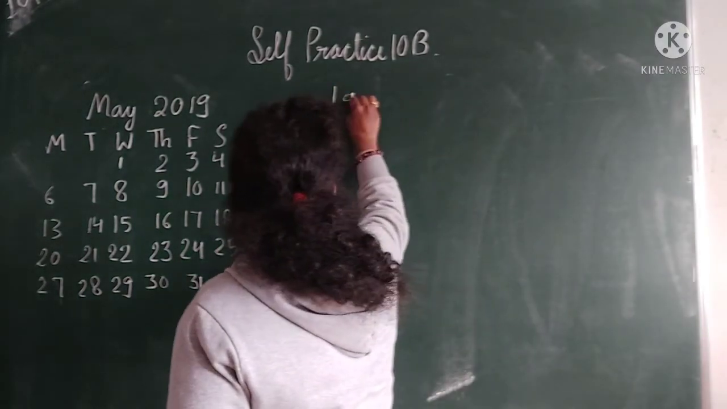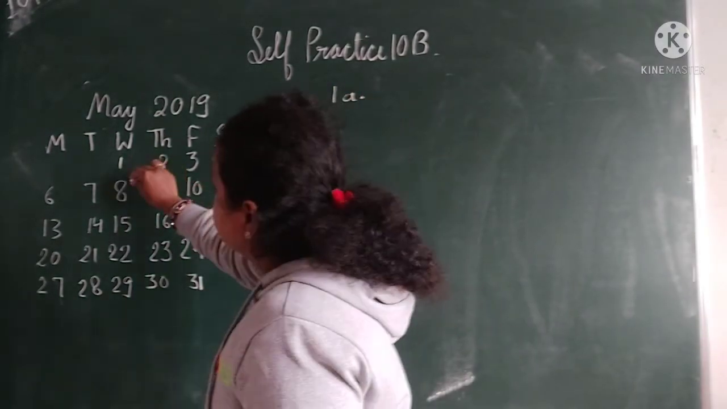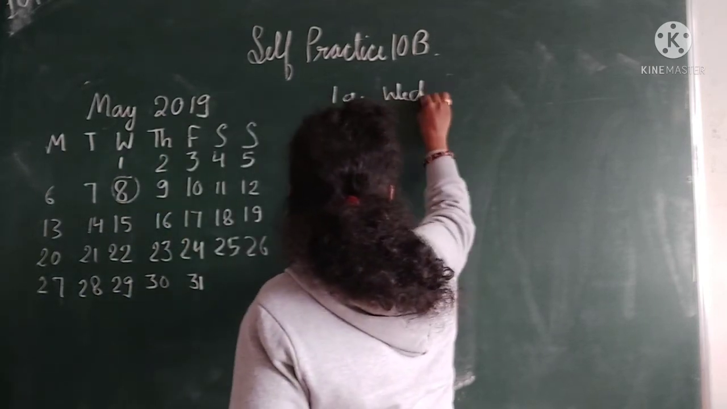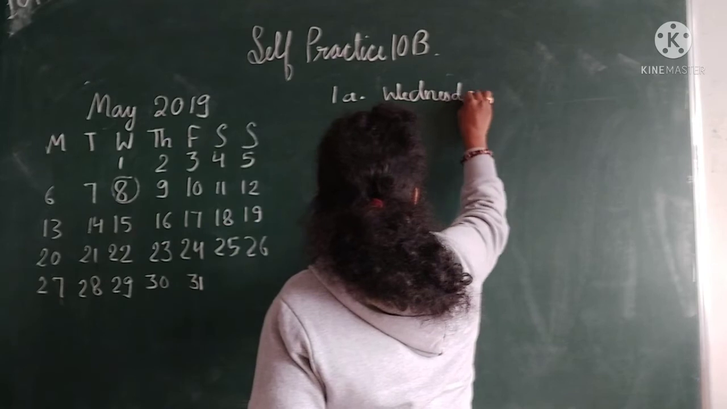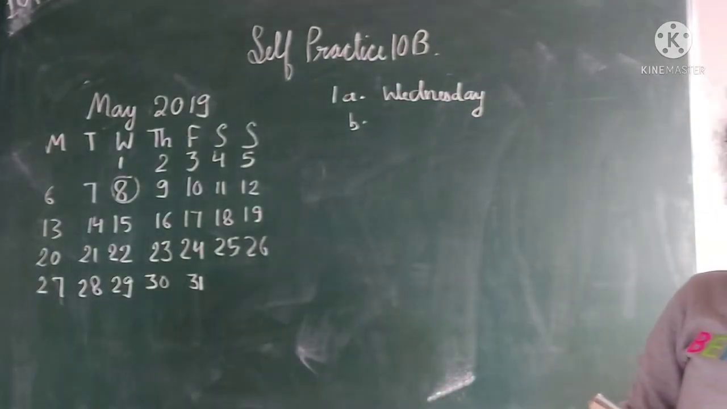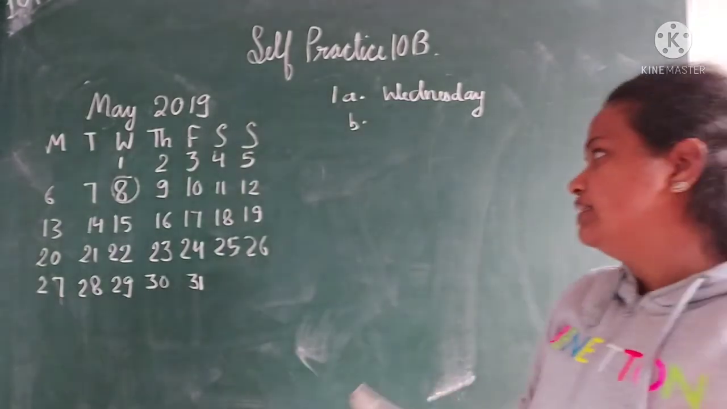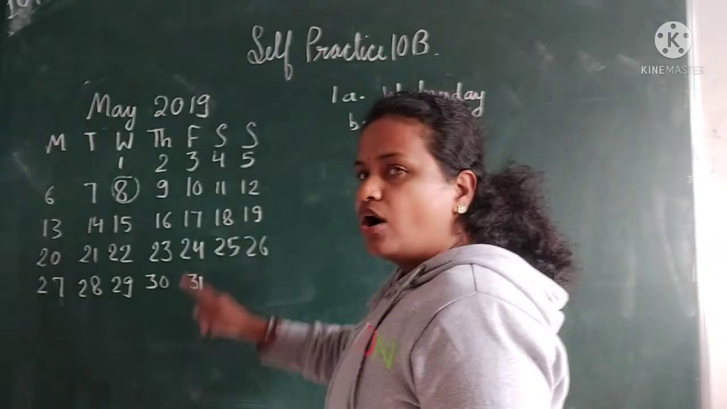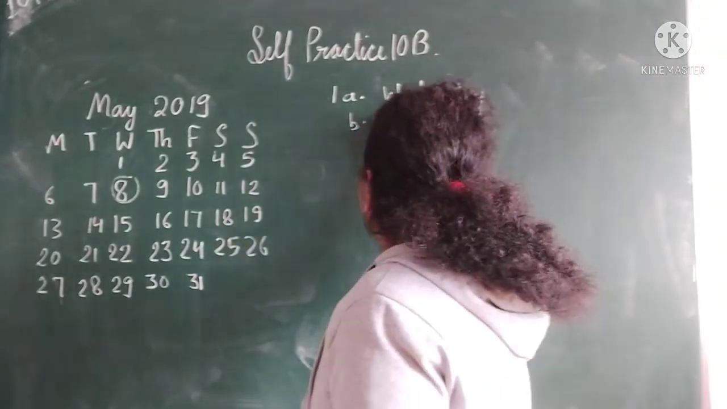Now, which day of the week is May 8? First, A question. Which day of the week is 8? Wednesday. Now, B part. How many Sundays are there in the given month? So you see 1, 2, 3, 4. How many Sundays are there? 4.